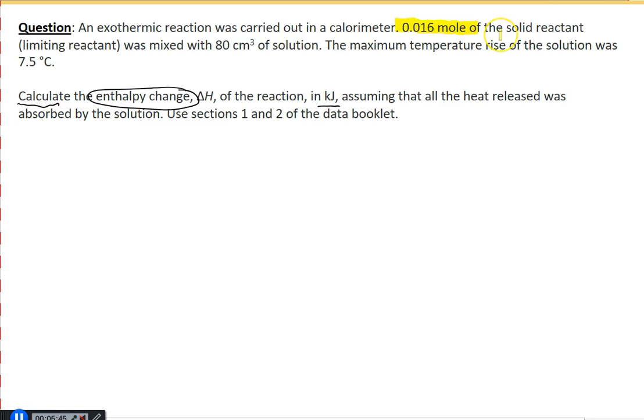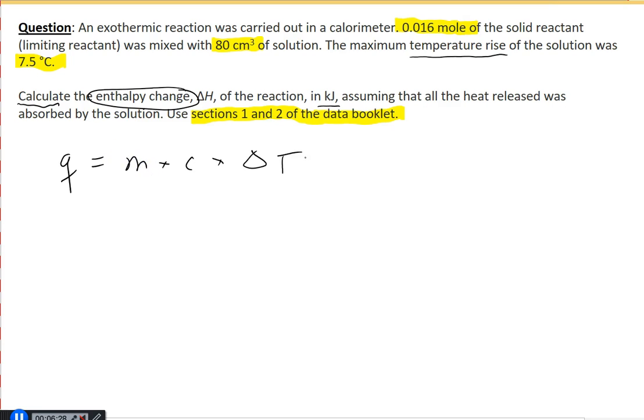Okay, applying this concept to our question, let's highlight a few key points. We have the moles of the solid. We have the volume of the solution. We have the temperature rise. And we can use sections 1 and 2 of the data booklet. So whenever you see a temperature rise, you can use the Q equals mc delta T equation.